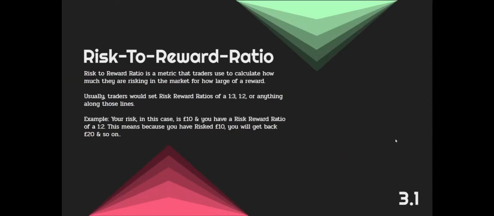Okay, so risk to reward ratio is a metric that traders use to calculate how much they are risking in the market for how large of a reward. Usually traders will set risk to reward ratios of 1 to 3, 1 to 2, or anything along those lines. For example, if you're risking £10 with a risk reward ratio of 1 to 2, you'll get back £20. If you have a risk reward ratio of 1 to 3, you'll get back £30, right?